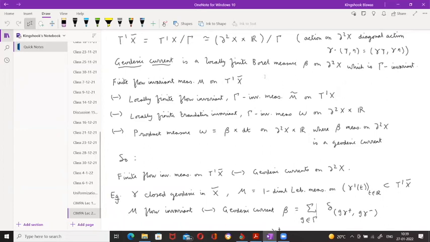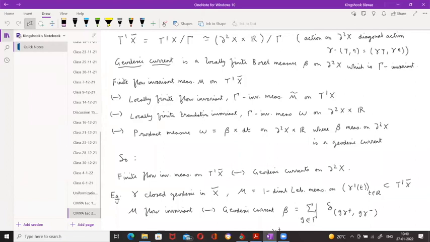Why do we want to look at geodesic currents? Because of the following. Suppose I take a finite flow invariant measure mu on T1 of the quotient X bar. Then I can lift it to a measure on the unit tangent bundle of X, the universal cover. Once I lift, I get a locally finite, flow invariant, gamma invariant measure, mu tilde, on the unit tangent bundle of X. And using the Hopf parametrization, this will give me a measure on del2X cross R. And since I started with a flow invariant measure on T1X, on del2X cross R I'll get a measure which is translation invariant, because the geodesic flow becomes translations on del2X cross R.